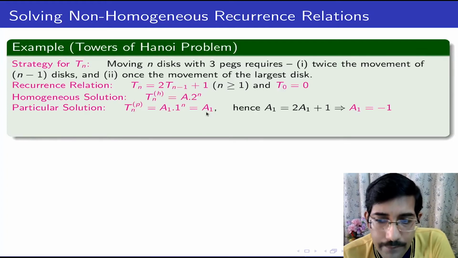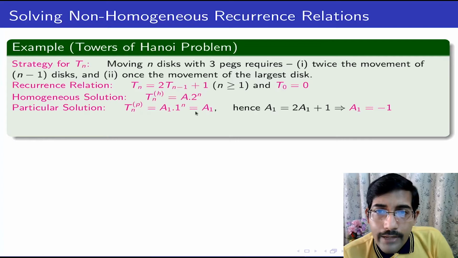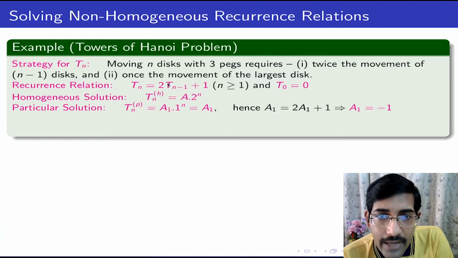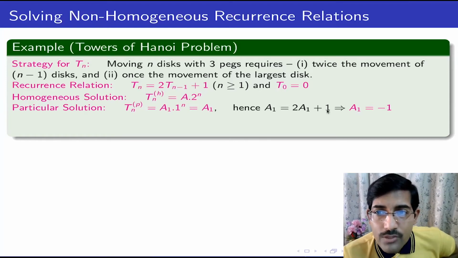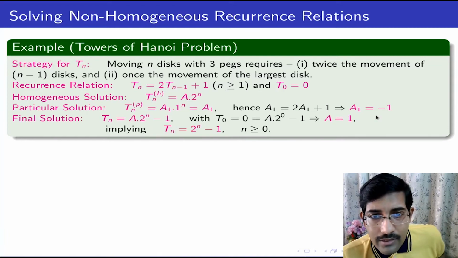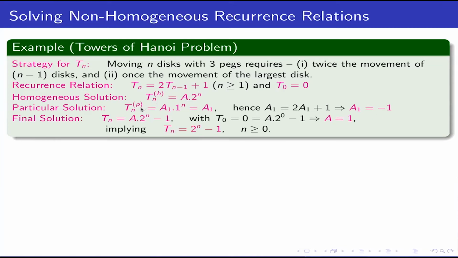So I get it equal to a1. Now I can solve for a1 by putting the particular answer directly in my recurrence: a1 equals 2a1 plus 1 will give me a1 equal to minus 1. Now the final solution is nothing but the homogeneous part plus the particular solution part. So it is a2 to the power n minus 1, which is the a1 part. Now I can put T0 equal to 0 to solve for a, which gives me a equal to 1. So now since a equals 1 and a1 equals minus 1, I get Tn equal to 2 to the power n minus 1, which I also received when I expanded this Tower of Hanoi recurrence and solved it.